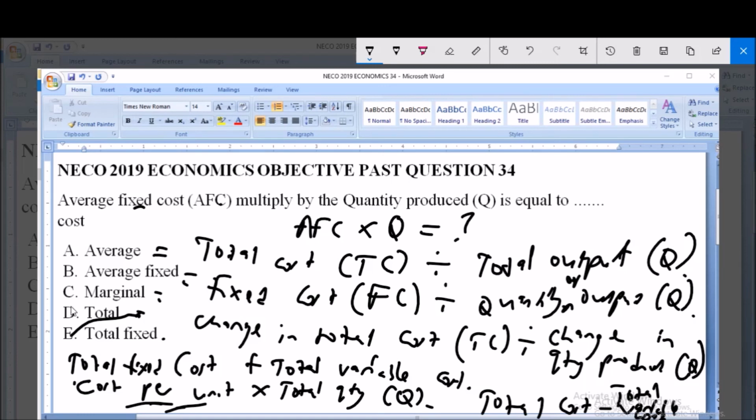So the correct answer to this question is D, total cost.